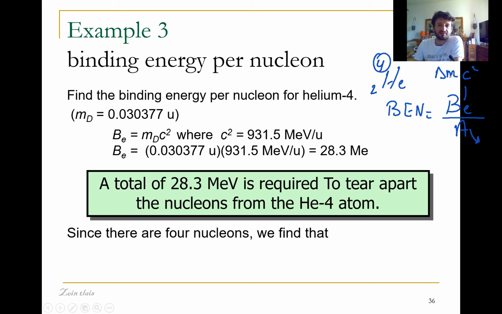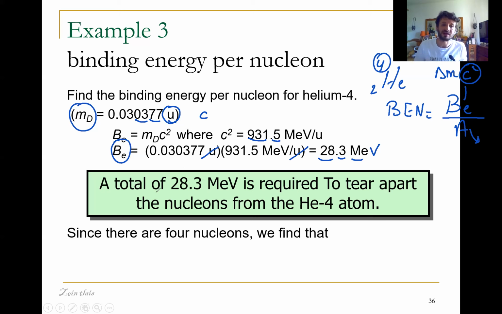Delta M is the mass defect. I give you the mass defect equals 0.030377 U. What about C squared? As we have the mass in atomic mass units U, you have to put the value of C squared equals 931.5 MeV divided by U. Okay, you can eliminate U and U. We get finally the total binding energy of the nucleus equals 28.3 MeV.